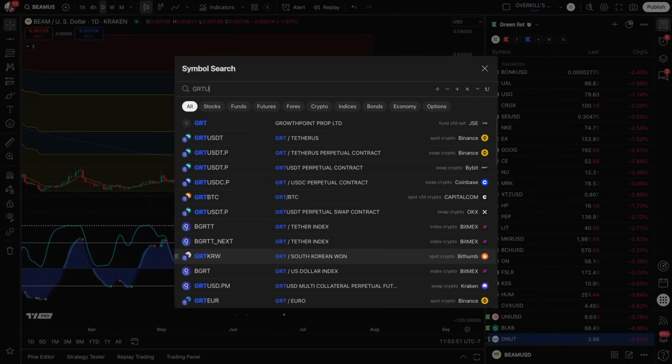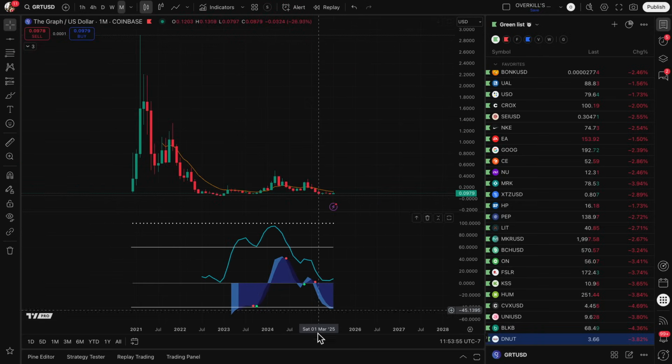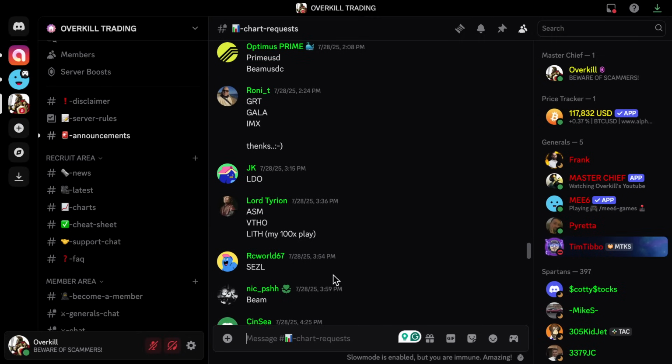GRT. It's amazing that you guys don't have a lot of duplicate requests. Like all you guys have different requests. It's kind of funny. Green dot. Need the green dot for GRT. That's what we're looking for.